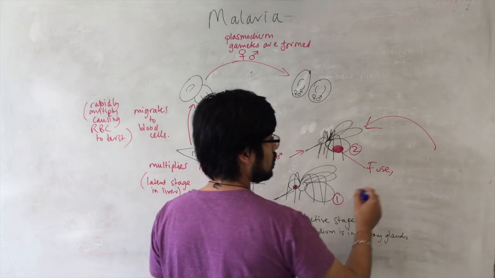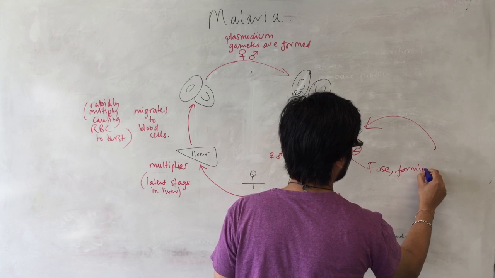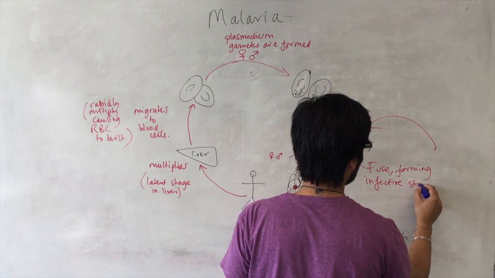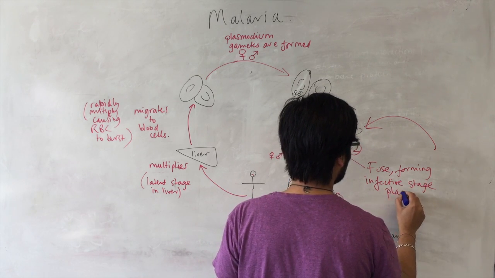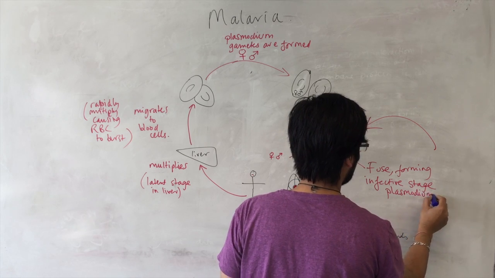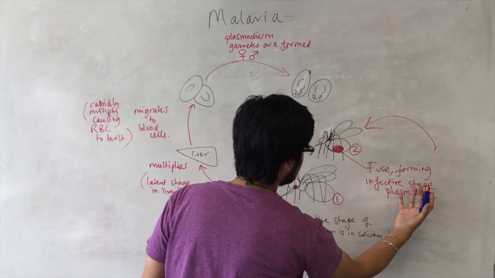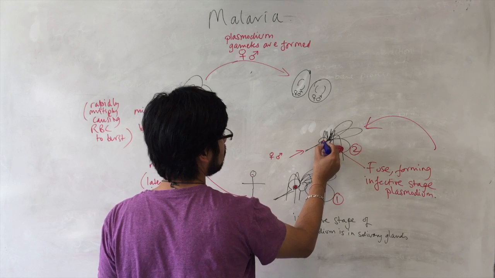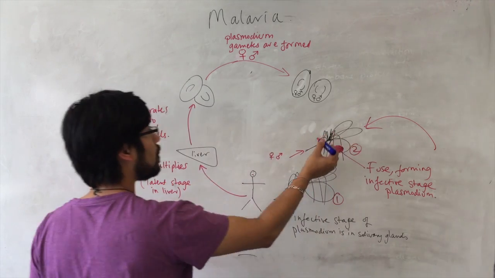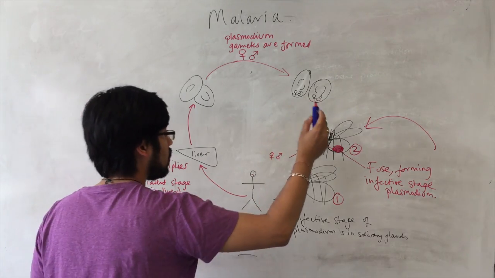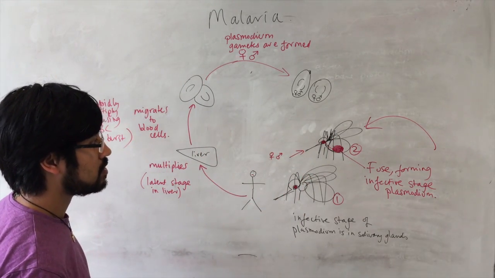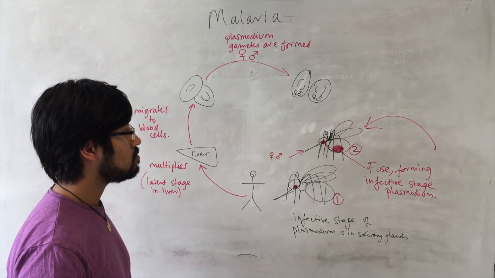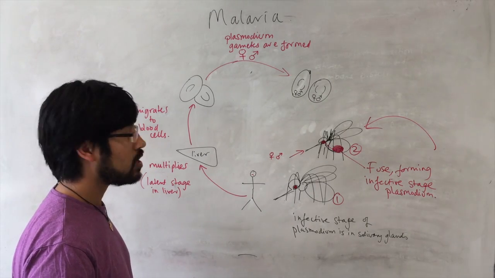Here they fuse, forming infective stage plasmodium again. And it's these that then move into the salivary glands, and then when this mosquito bites a second person, the whole thing will start again. Okay? I think that's pretty clear. Shall we do it again one more time?